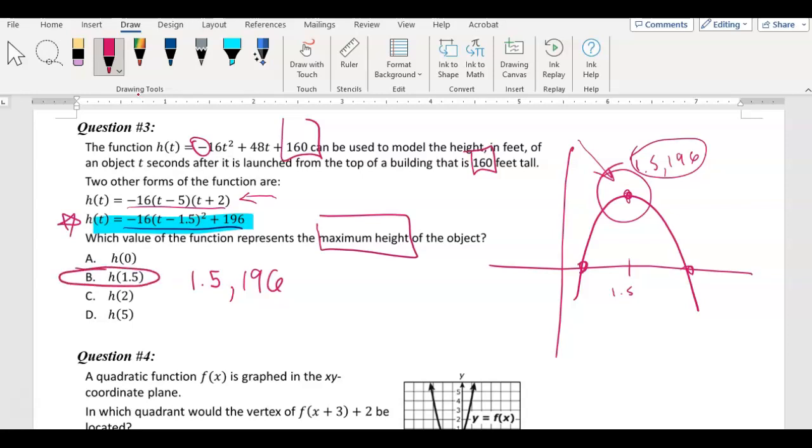of 1.5. Okay? H of 2 would be actually nothing. H of 5 would be one of our x-intercepts. All right, but we don't need one of our x-intercepts for this because that would tell us when it's on the ground, not when it's at its highest point. H of 0 would give us the starting value, which is 160, but that's less than 196.